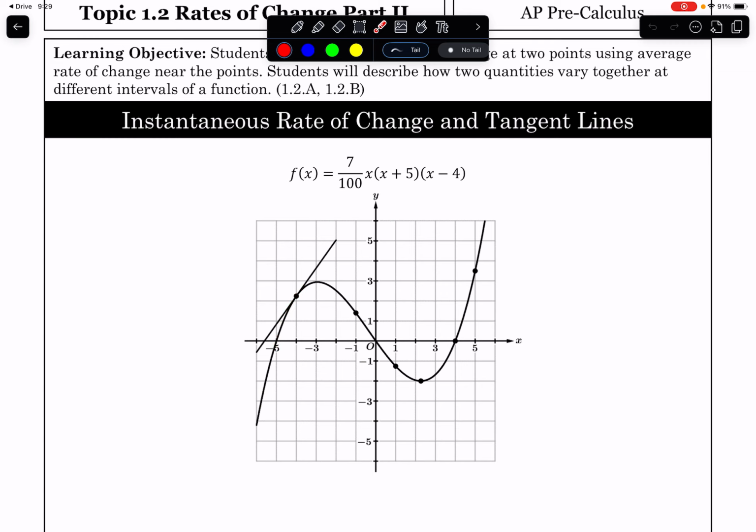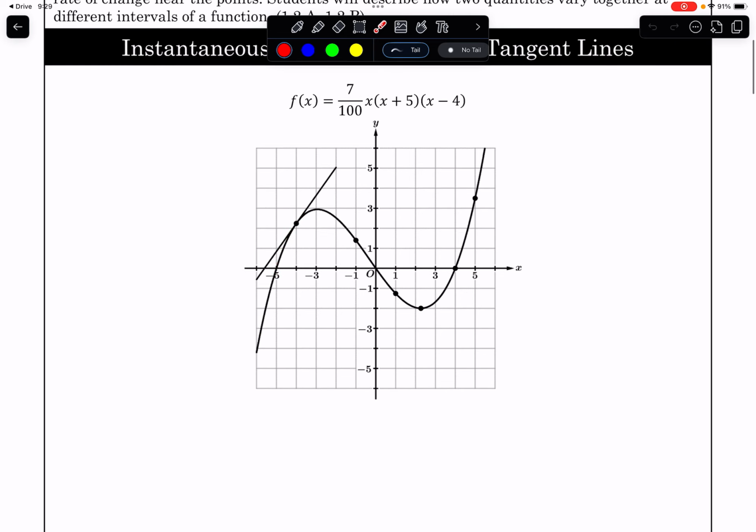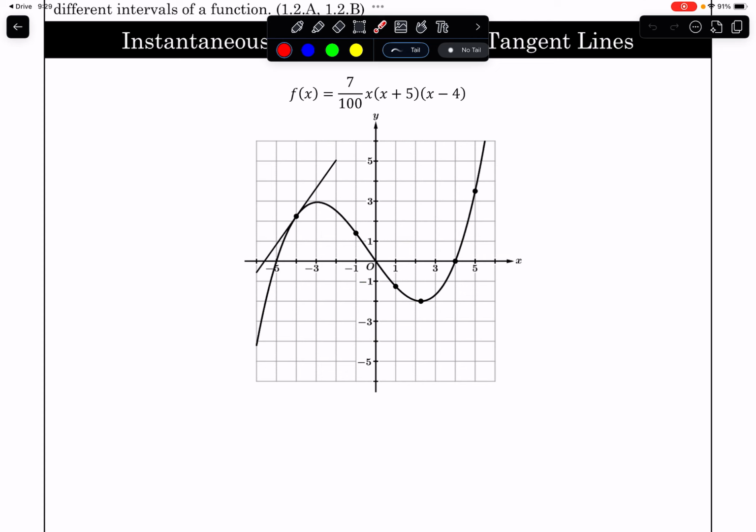So while we can't do this in pre-cal, what we can do is give it an estimation by picking values very close. In this example right here, since our x value is -4, I can pick values that are very close to that -4. For example, I can have the interval be -4.5 and -3.5. Values that are very close. Those are going to be my x1 and x2.